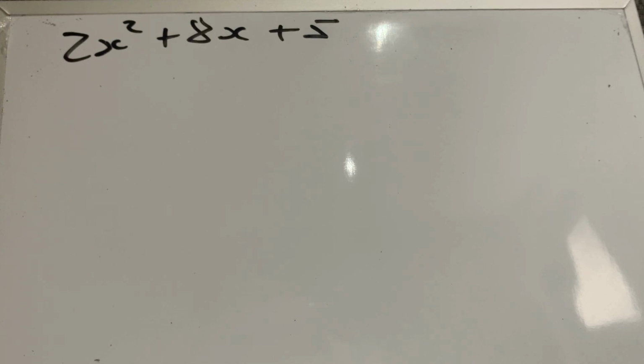And so we can see that this one's a little bit different because the coefficient of the x squared term is 2 and not 1.